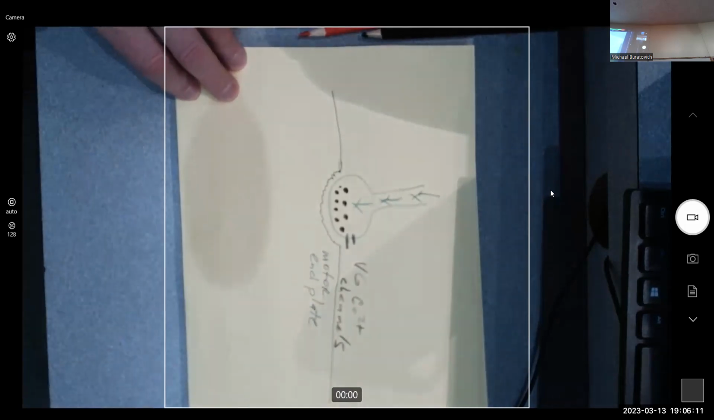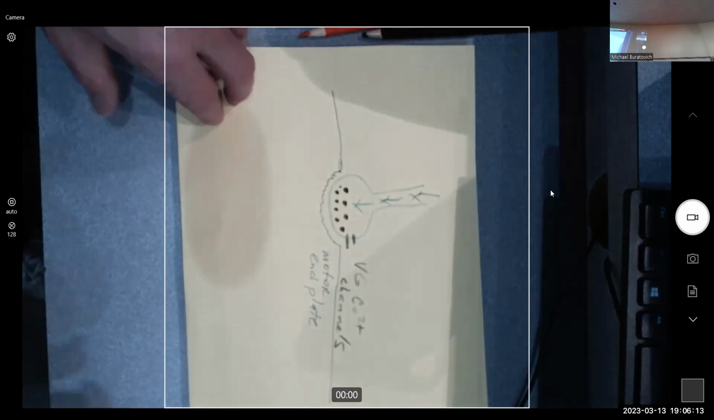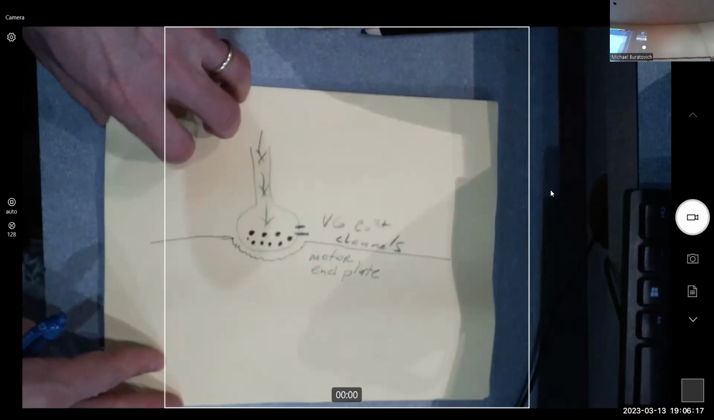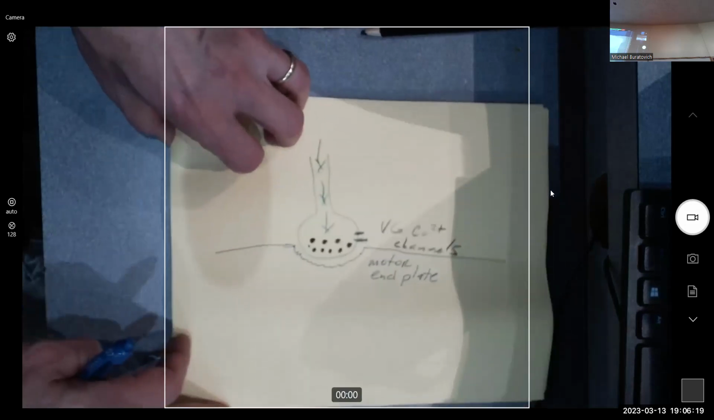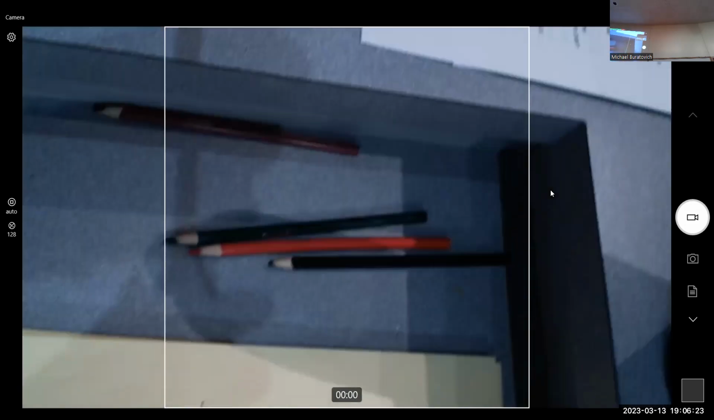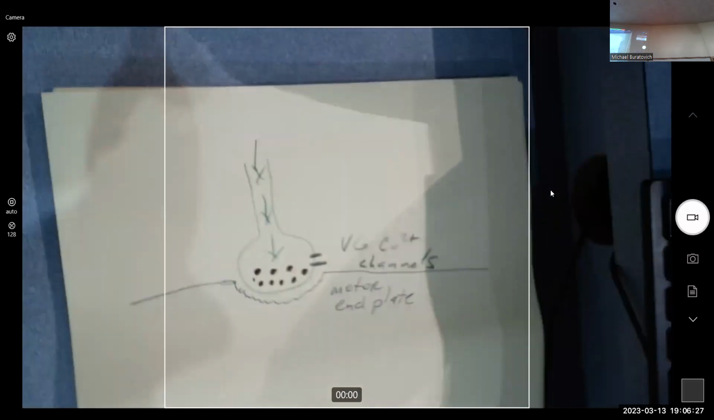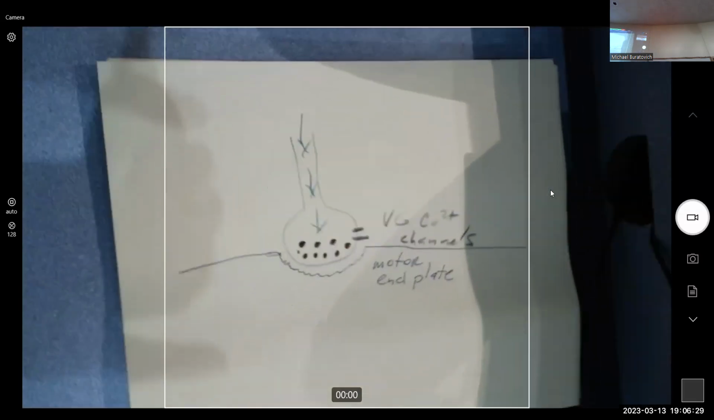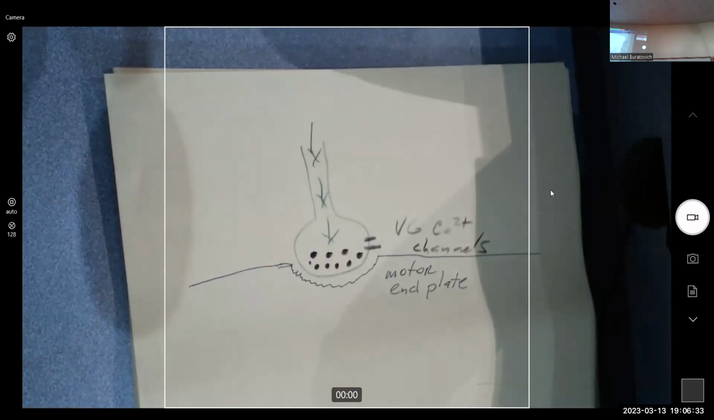Now, oh goodness, that's sideways and you can't see a bloody thing, can you? There. A little bit better. There. Now you're not looking sideways.